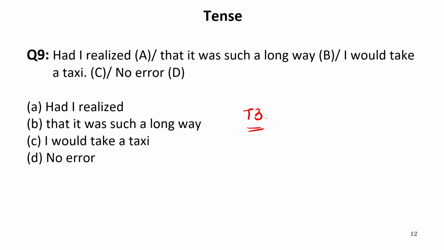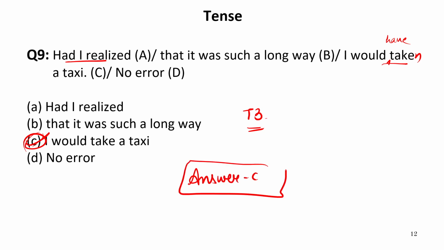So in this sentence, we have the first part as had I realized. So this first part is correct, and it is in past perfect tense. Therefore, the remaining clause should be in the structure of would plus have plus verb third form. So would take will be replaced with would have taken. So the error is in part C. So our answer is C, and the correct sentence will be, had I realized that it was such a long way, I would have taken a taxi. So this will be the correct sentence.